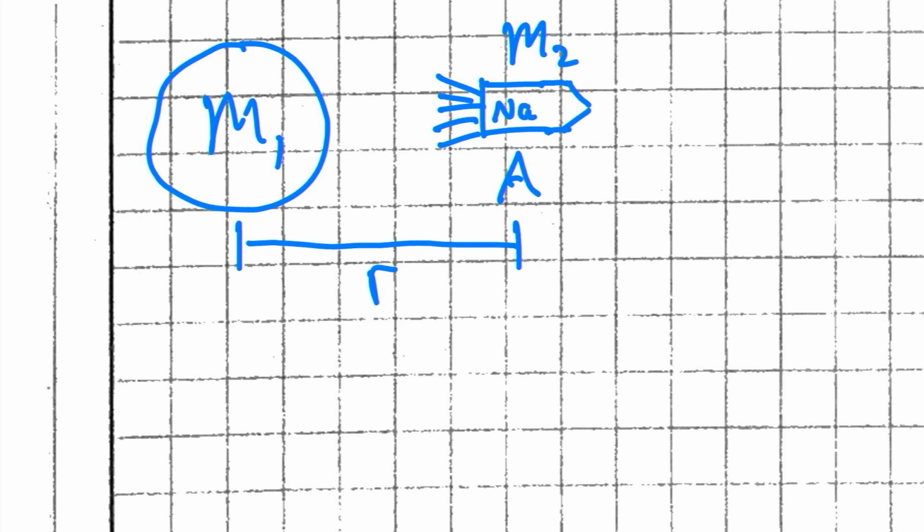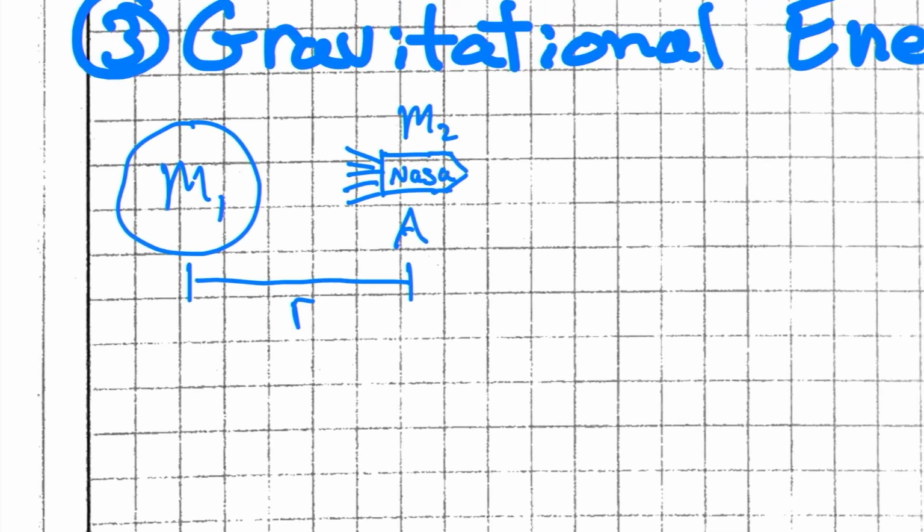Maybe this is a NASA rocket or something. It's in position A right now. It's at a distance of r from the center of M1. Maybe that's the Earth or whatever. And this rocket here is going to go on out to infinity, which is going to be location B. And at infinity, we're going to define the gravitational potential energy at infinity to be 0.